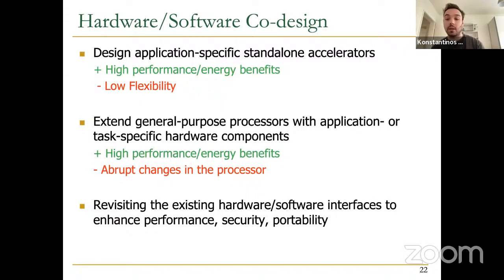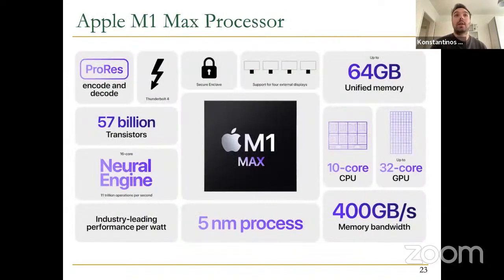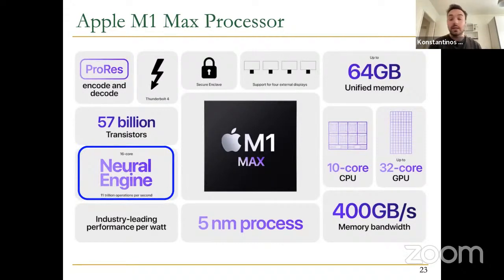And right now I'm going to dive deeper into some examples from industry and how things are shaping right now. As you can see, this is the Apple M1 Max processor. And we have a neural engine inside the processor. The neural engine is some type of systolic array that processes neural networks extremely fast. And this is embedded inside the processor, which means that we have a standalone accelerator inside the processor that is good only in one specific task.